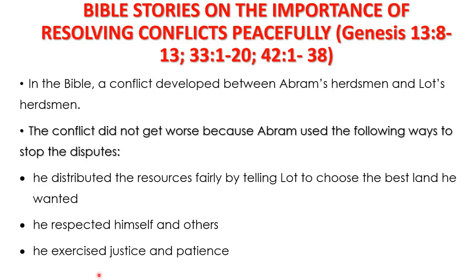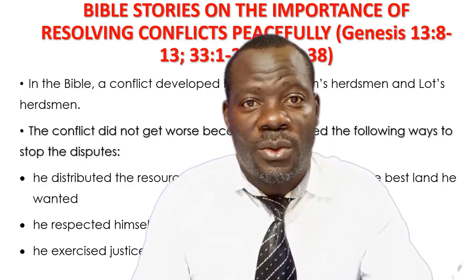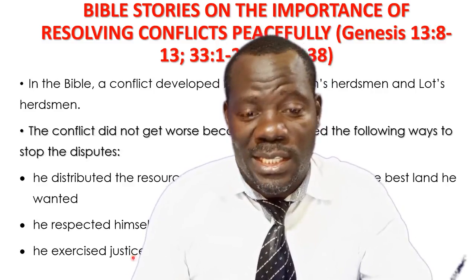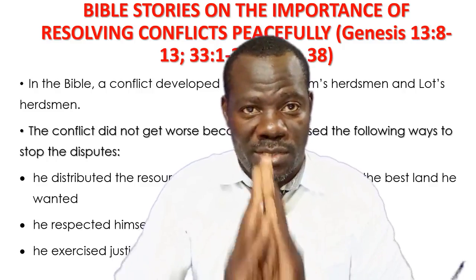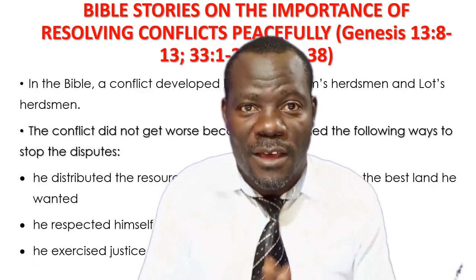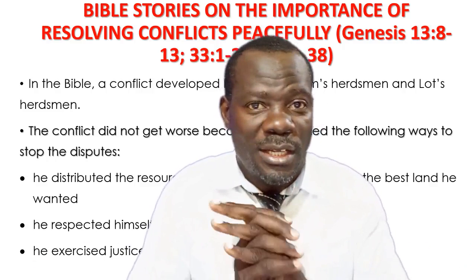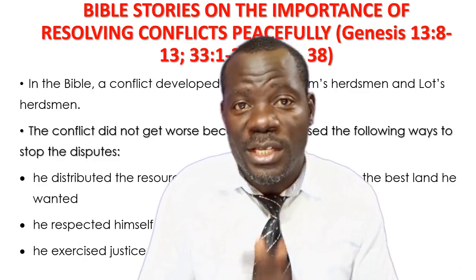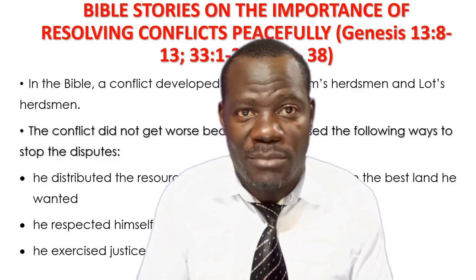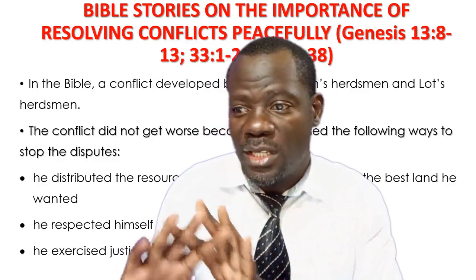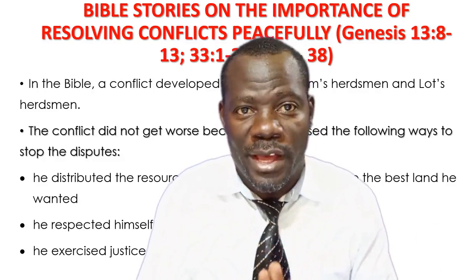He also exercised justice and patience. So Abraham was someone who exercised justice, saying, right, we need to distribute these resources fairly and in a just manner. Therefore, he was just to Lot. He was fair to Lot, saying, right, choose wherever you want to go. And he was also patient. Abraham was older than Lot. He could not say, because I'm older, therefore I will choose the best and the rest is for you. But he was so fair and patient.